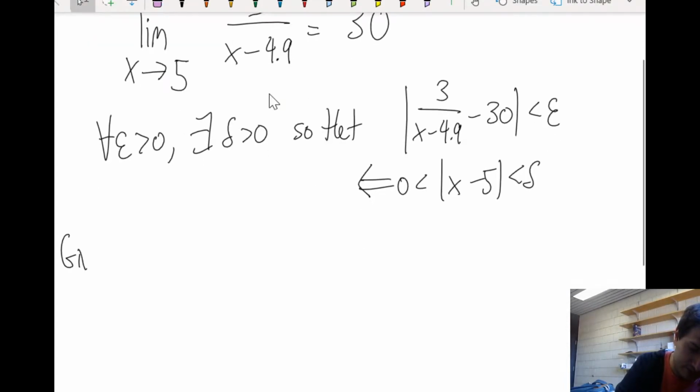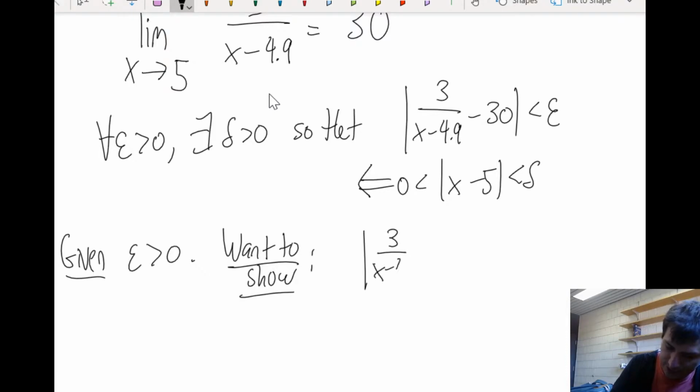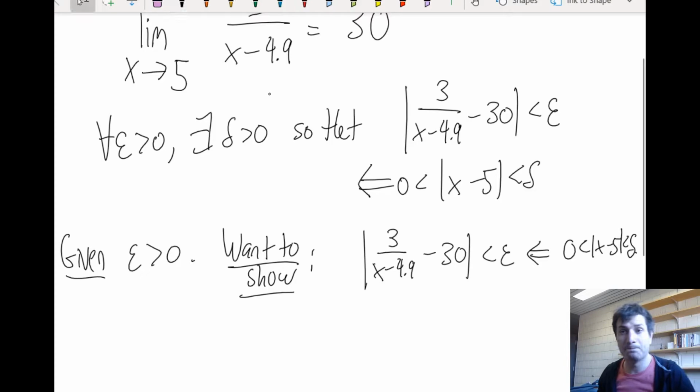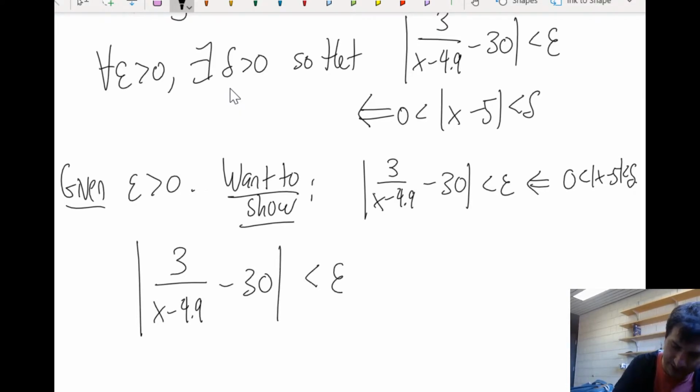We're given epsilon bigger than 0, and we want to show, what do we want to show? We want to show this thing that I just wrote. Let's write it again. Okay, so we're going to start with the absolute value of 3 divided by x minus 4.9 minus 30 less than epsilon.